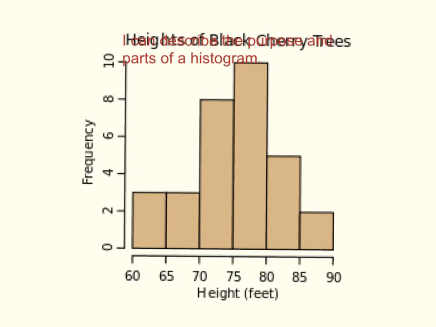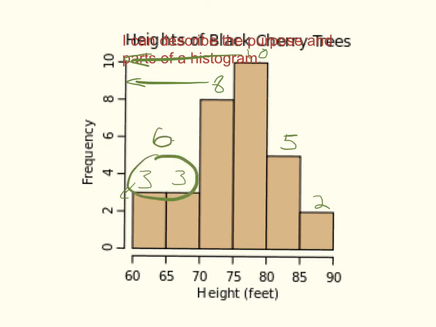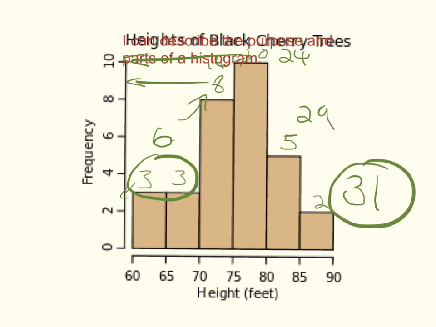All we need to do is go, there are 3 in this one, 3 here, 8 here, 10 here, 5 here, and 2 here. And all I did to get those was to look at where the bar got up to on the y-axis. So then I just add those up. So 3 and 3 makes 6, plus another 8 makes 14, plus 10 makes 24, plus 5 makes 29, plus 2 makes 31. So 31 trees were in fact measured.